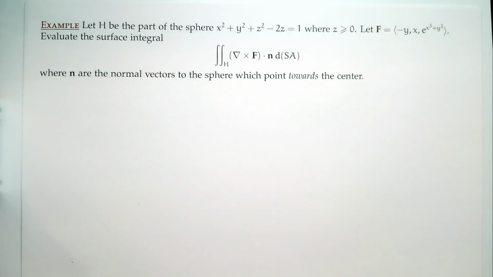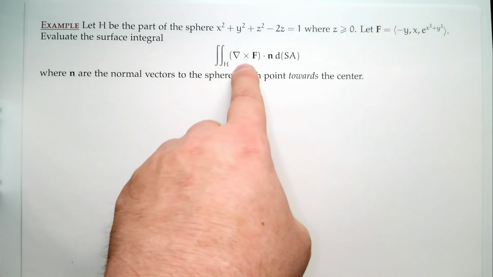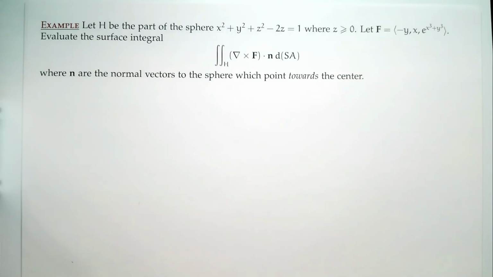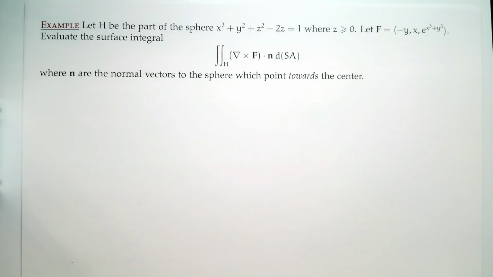Let h be the part of the sphere, x squared plus y squared plus z squared minus 2z equals 1, where z is greater than or equal to 0. And let f equal negative y comma x comma e to the x cubed plus y cubed. Evaluate the surface integral, integral of h of del cross f, also known as the curl, dot n, where n are the normal vectors to the sphere which point towards the center.